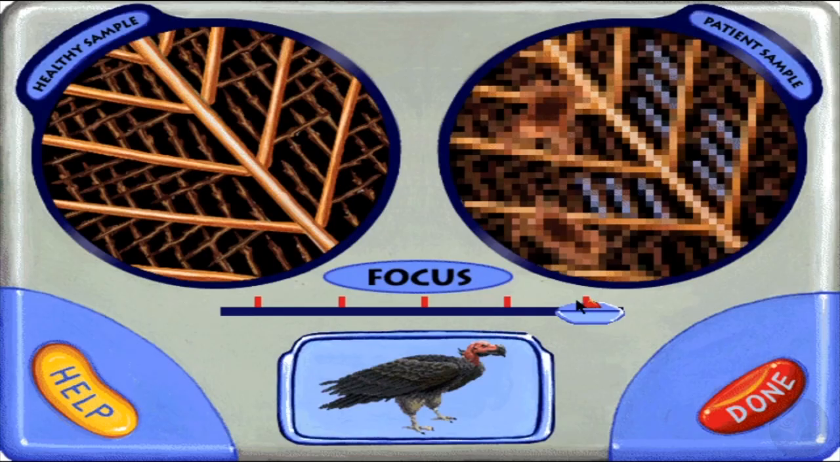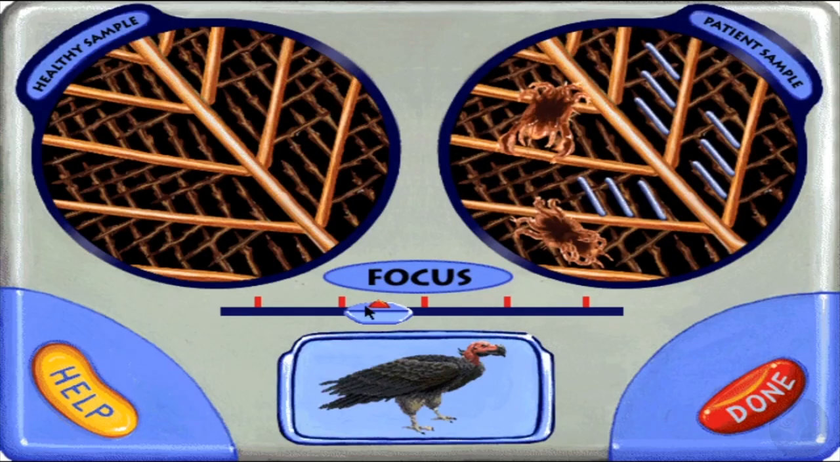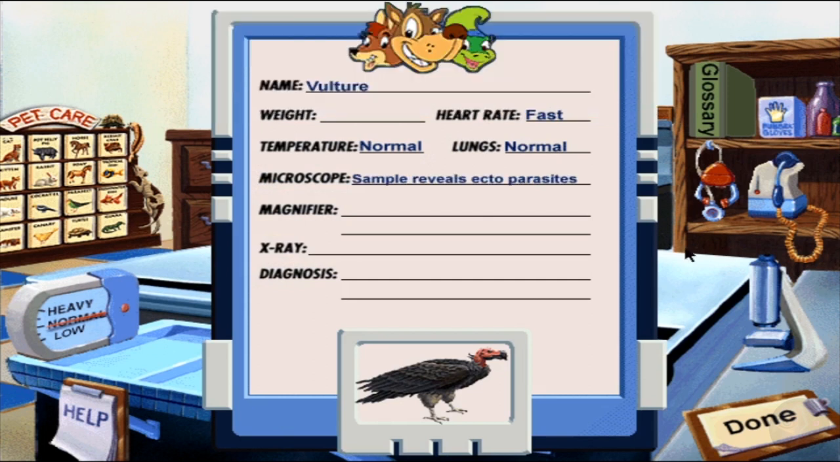Let's examine these vulture feather samples. Oh, an ectoparasite. Go ahead and circle the others. Oh, ectoparasite eggs. Go ahead and circle the others. Good job finding all of the ectoparasites in this feather sample. The vulture is most likely suffering from lice. Sample reveals ectoparasites.